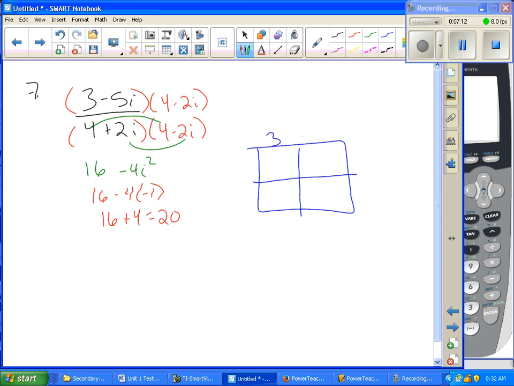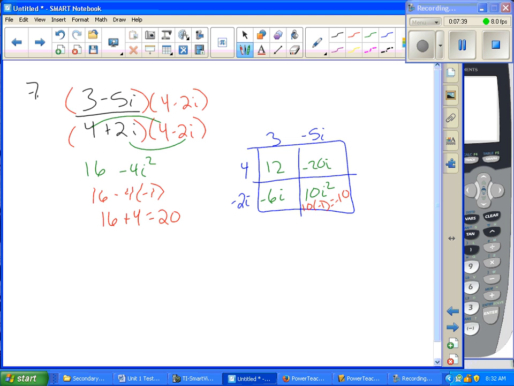So I have 3 minus 5i, 4 minus 2i. So 4 times 3 is 12. 4 times negative 5 is negative 20i. Negative 2i times 3 is negative 6i. Negative 2i times negative 5i is 10i squared. And again, the i squared becomes a negative 1, so that's 10 times negative 1, or negative 10.